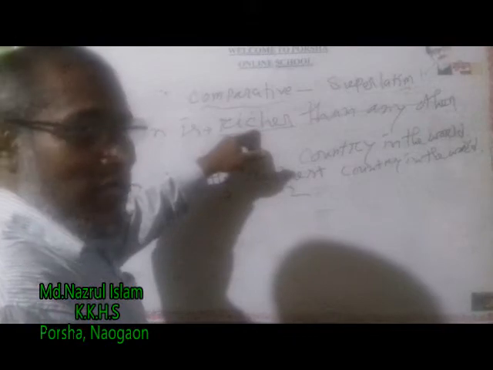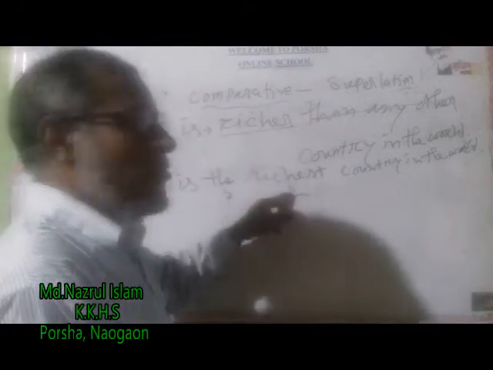Comparative is Japan is richer than any other country in the world, and superlative form is Japan is the richest country in the world. We have to do only 3 kinds of activities. Number 1, after verb the will be used, and then number 2, the comparative form richer will be changed into superlative form richest, and then any other will be omitted. This is okay, and this is superlative sentence. My dear student, please look at the board.